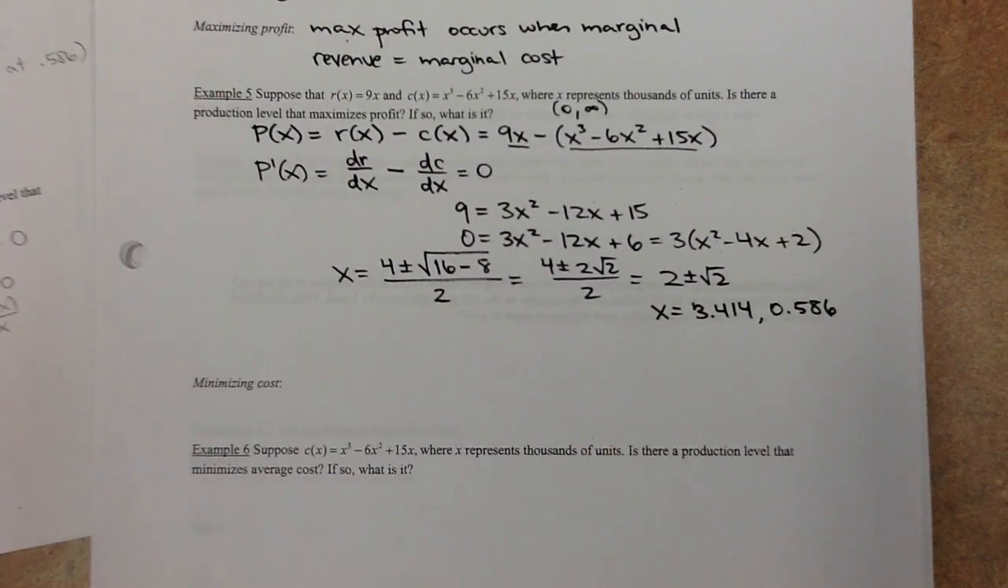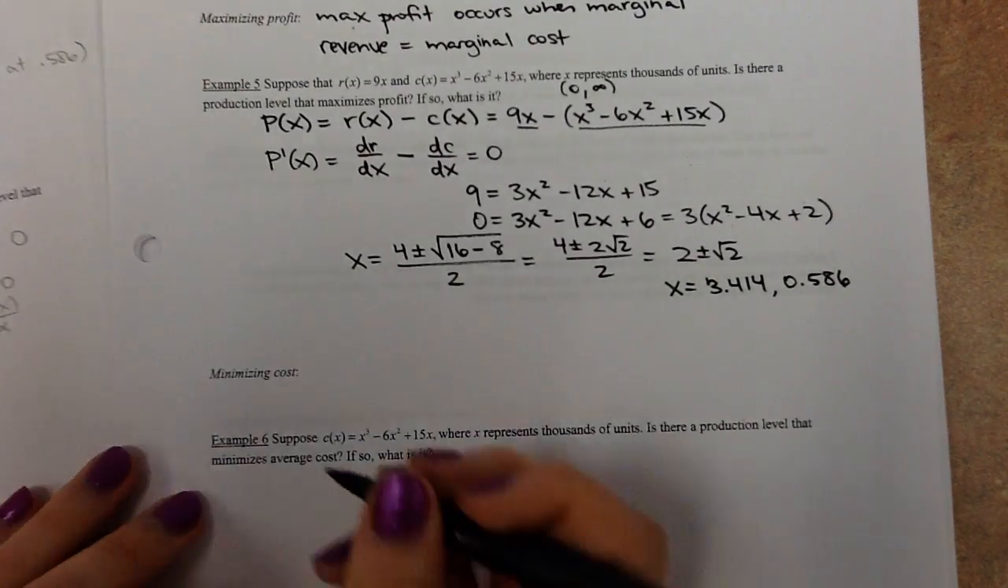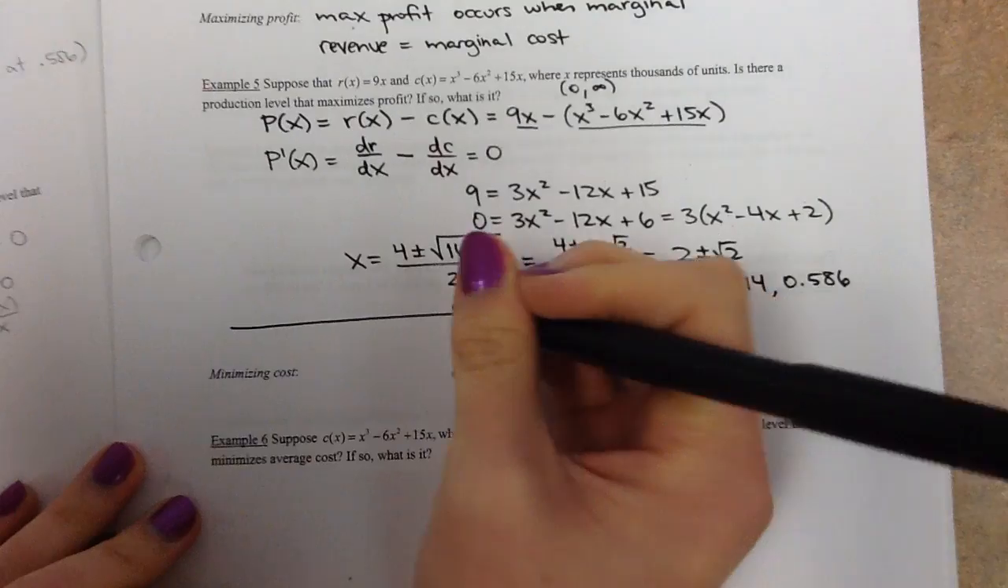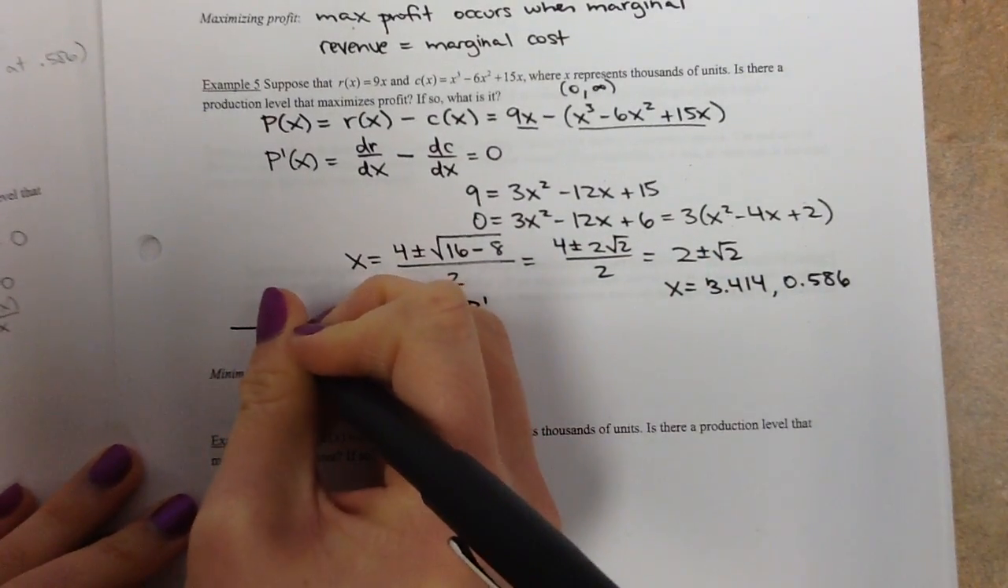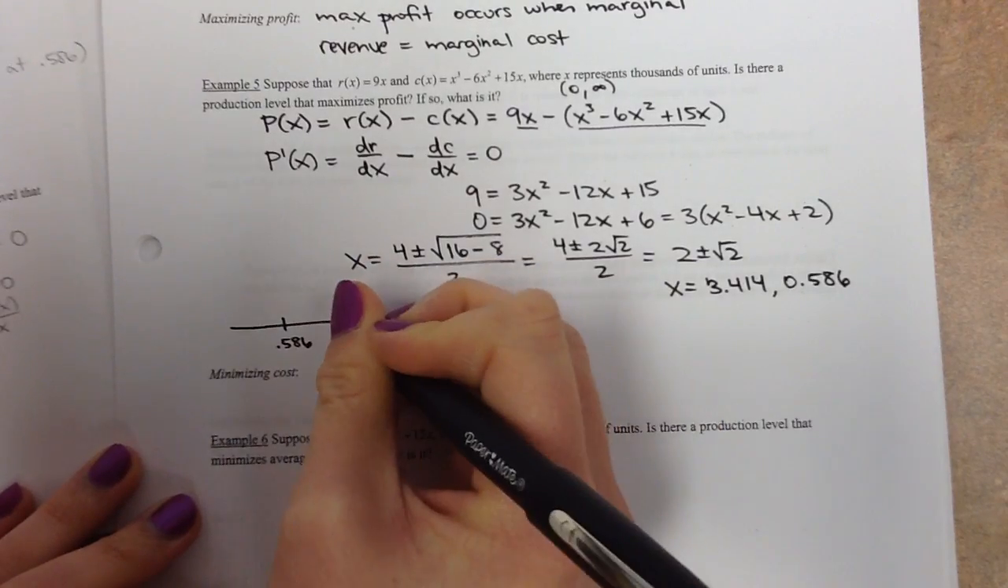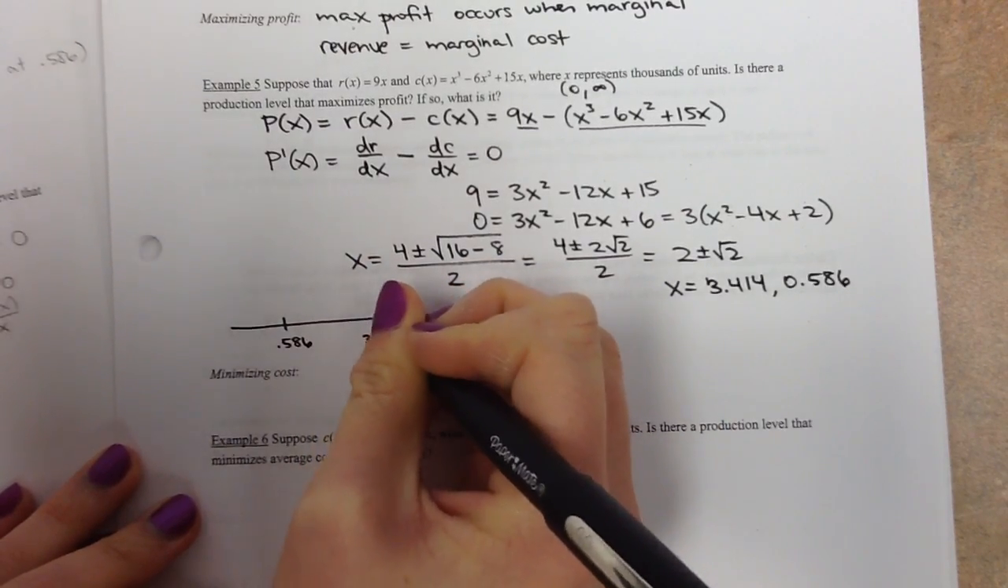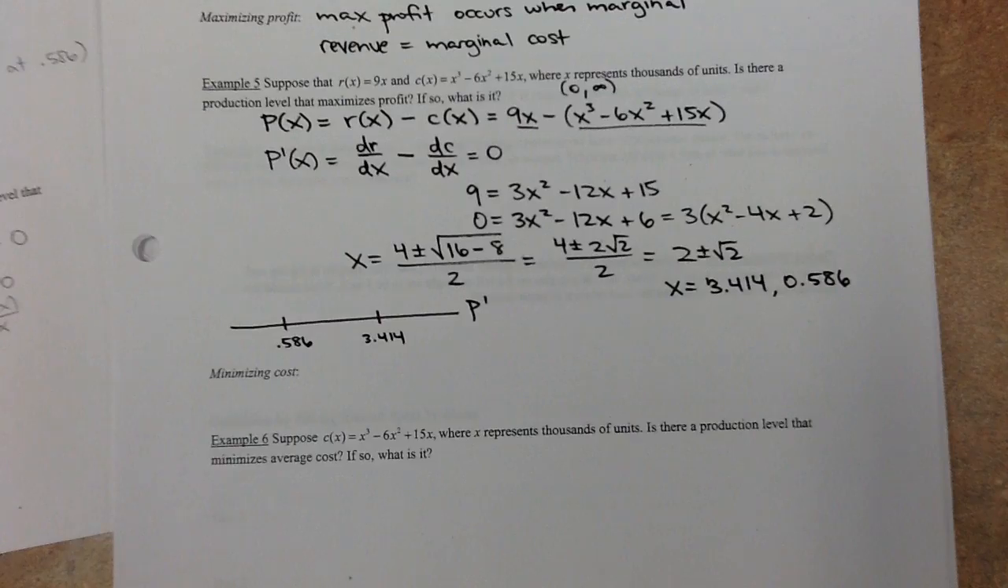So they can't both be maxes. So one's going to be a max and one's going to be a min. So what we need to do is set up a sign chart. So it's super, super important that we have a sign chart for P prime. So we've got 0.586 right here, and then the 3.414. So we can set those two up, and then we're going to plug some sample values into the derivative and try to figure out if these values are maxes or mins.